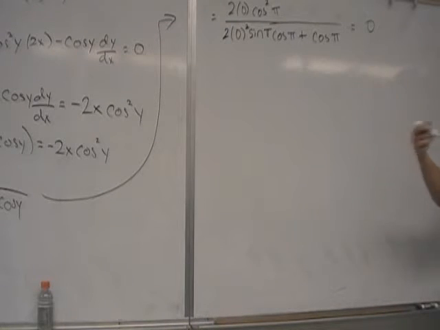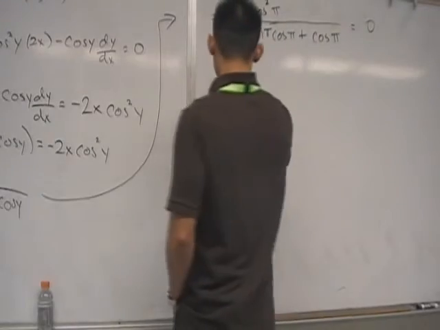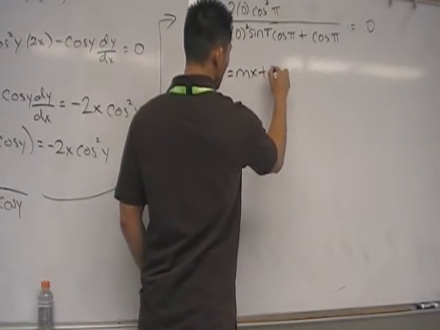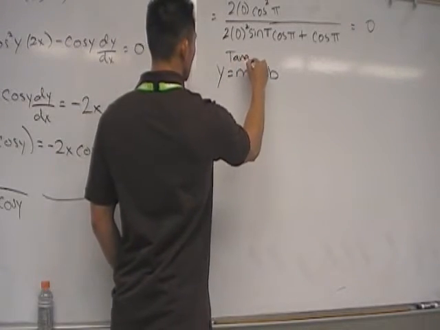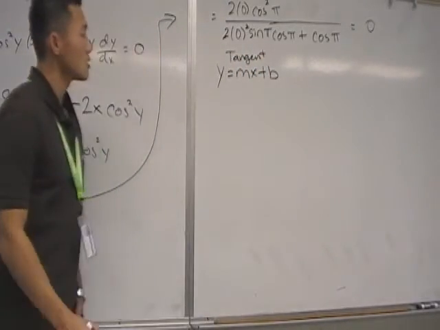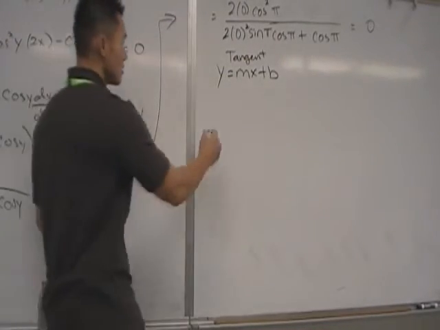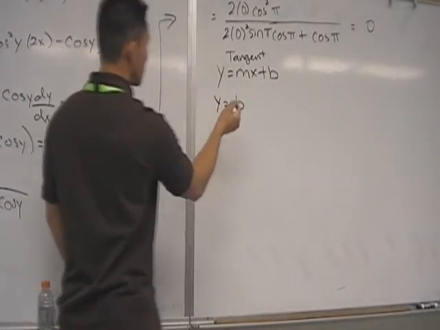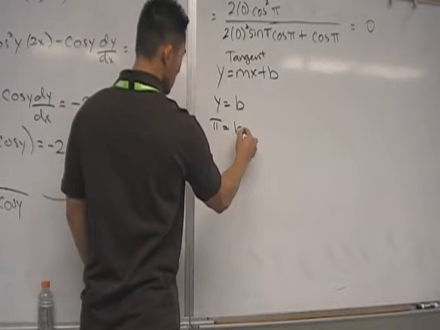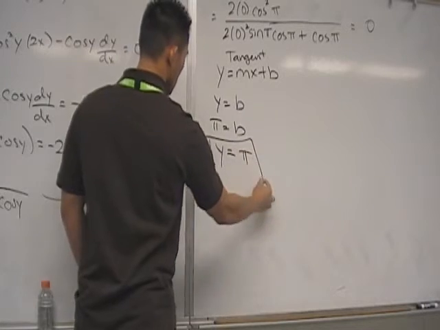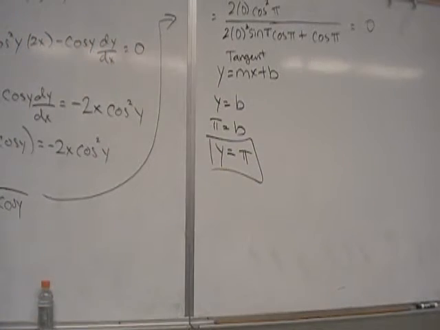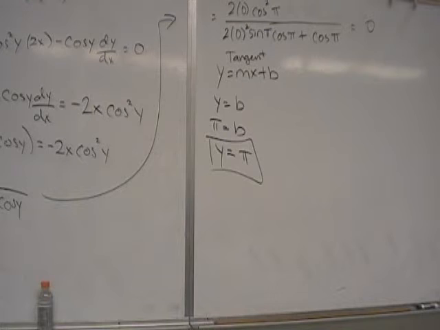Any questions here? So your tangent line again: y equals mx plus b. Here, m is 0, so y equals b. Plug in pi for y, so your equation is y equals pi. And then there's no normal line.